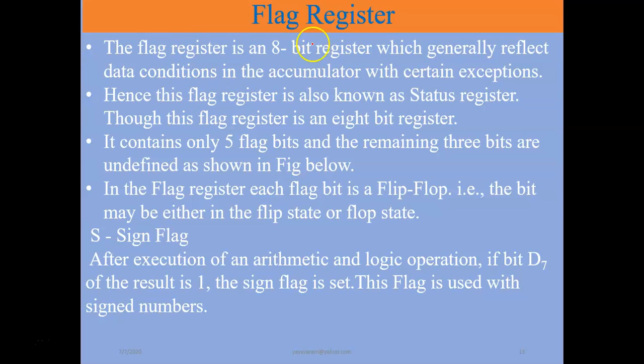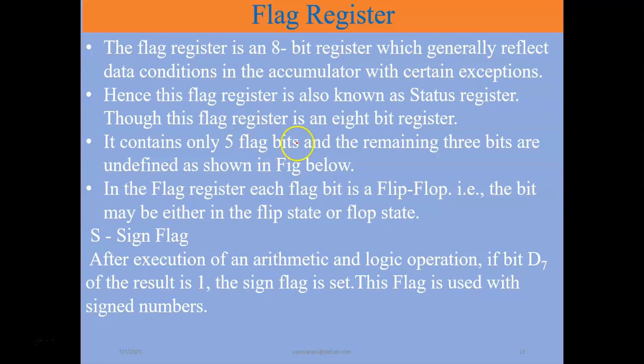The flag register is basically, as I have told you, an 8-bit register. It has 8 bits, but out of these 8 bits, we use only 5 bits. In higher processors, they use the remaining bits. That's why people also call them reserved, or used for future purposes. So among these 5 flag bits, what are they?